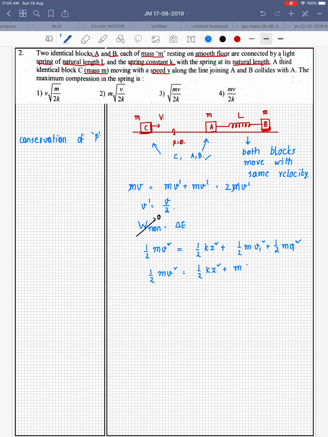v dash square is how much? v square by 4. So we get one by four m v square equals half k x square. So x is how much? x equals v root over m by 2k. And this is your answer. So that is option 1. Thank you.